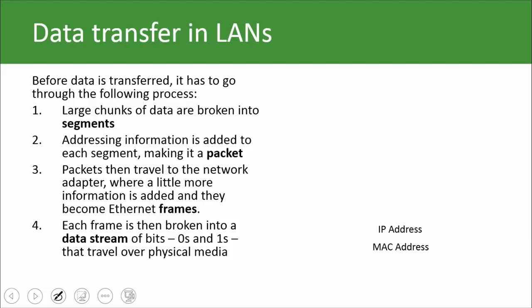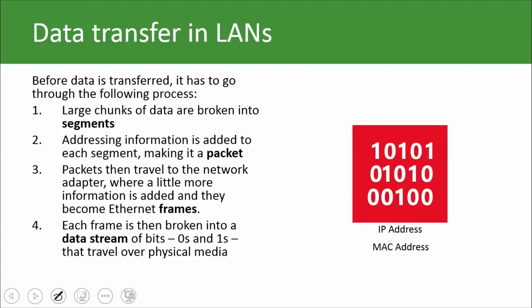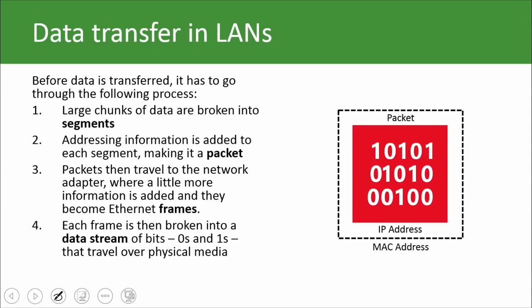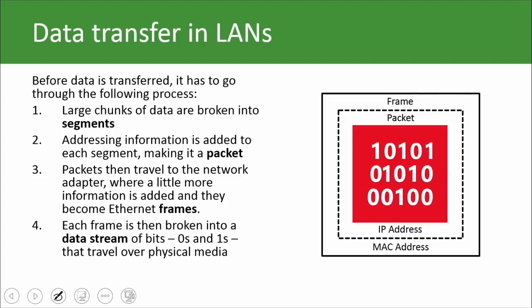So before data is transferred, it actually goes through this really interesting process, right? We break large chunks of data into things called segments, okay? Addressing information is then wrapped around that segment, and we call it a packet. From there, we then add a little bit more information in order to make it something called a frame. And then each frame is broken into the bits that we see on the screen.